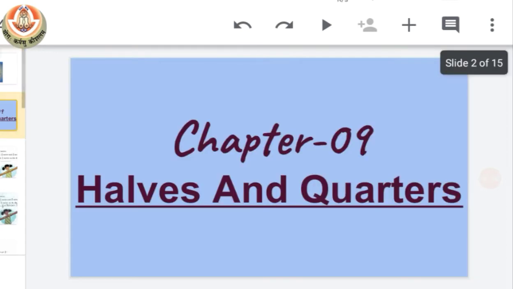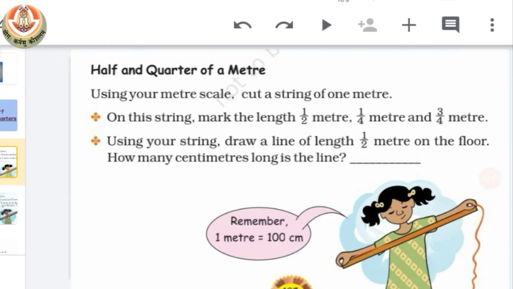So class, as we're in our chapter number 9, which is halves and quarters, now we will start further questions related to this chapter. Now in this exercise, what you have to do, you have to find the half and quarter of a meter.